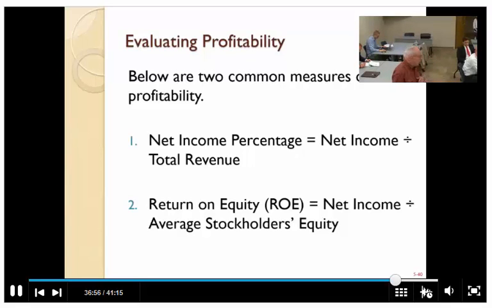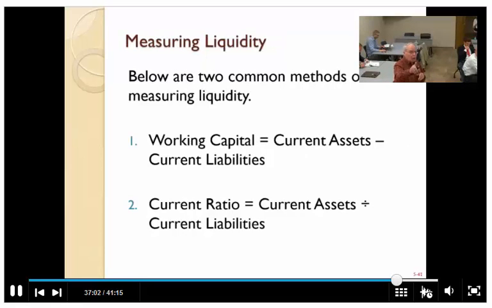All right, any questions? We're probably getting low on time here. Now, we talked about a classified balance sheet, all right? What a classified balance sheet allows us to do is measure liquidity. Liquidity shows a company's ability to pay its current obligations, okay?